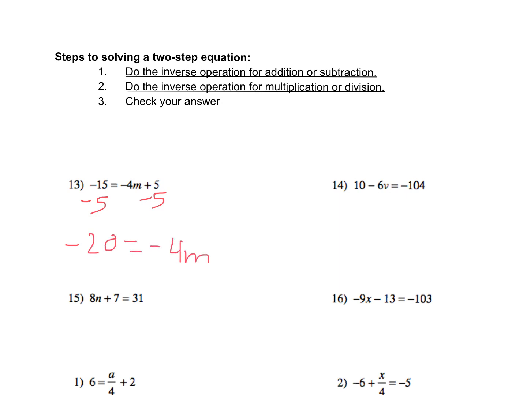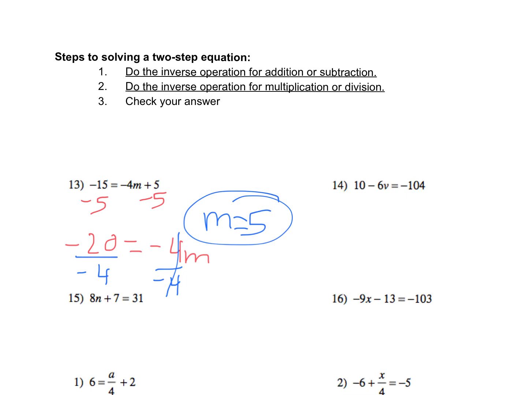Now this looks like the second type that we did. So we want to get m alone. So we're going to do divided by negative 4 and divided by negative 4. So negative 20 divided by negative 4 equals 5. So we know m equals 5. And we can check it by saying negative 4 times 5 is negative 20, plus 5 is negative 15. So we know we did it right.